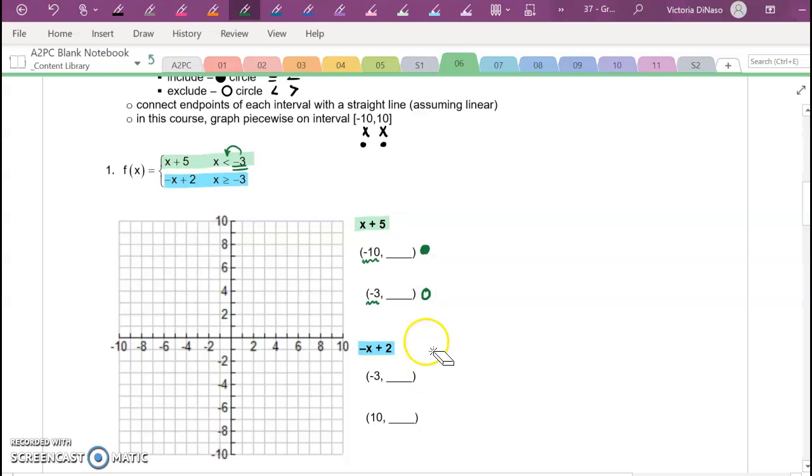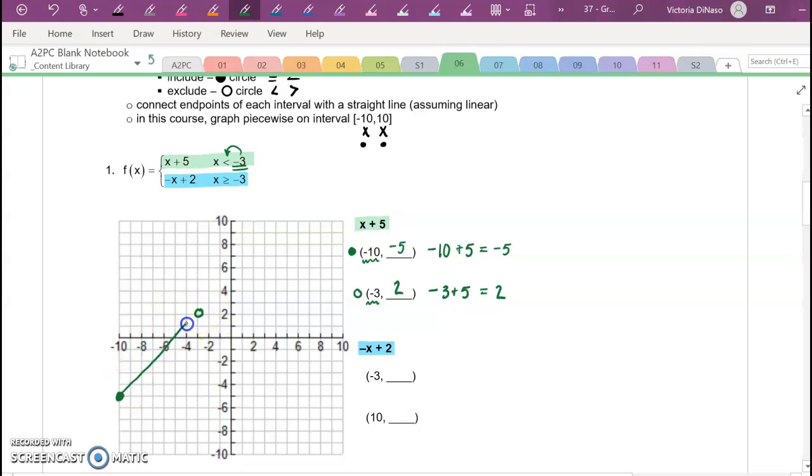From there, what you're going to be doing is plugging in -10 into x plus 5. So we're going to do -10 plus 5, and we get an answer of -5. So what I'm going to do is plot -10, -5. And we're going to go ahead and put a closed circle right here. After that, we're going to plug in the -3 into x plus 5. So we have -3 plus 5, which equals +2. So at -3, +2, I'm going to put an open circle.